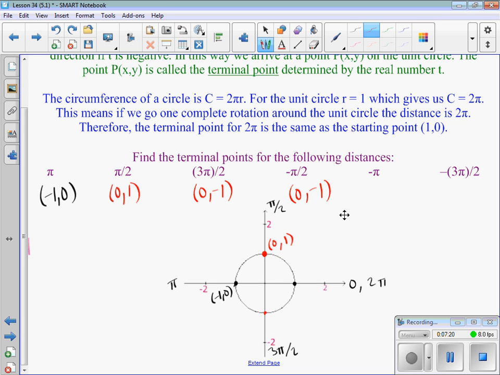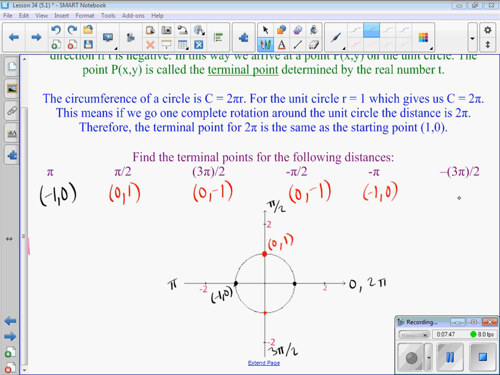So maybe try these other couple now. All right, so if I go -pi, it would be pi in this direction. Doesn't it land in the same spot as +pi? So it'd be -1, comma 0. Okay, so -pi would be going clockwise pi, right? And if I go clockwise 2 pi, wouldn't that be all the way back around?